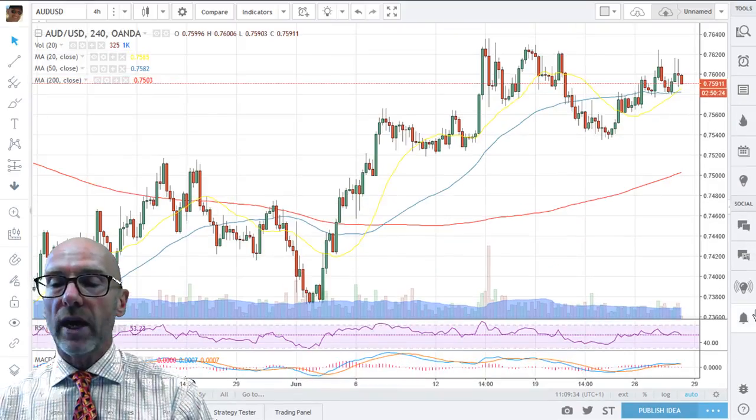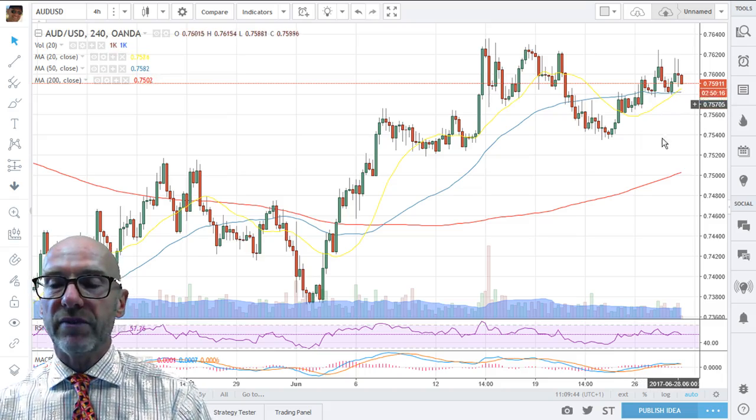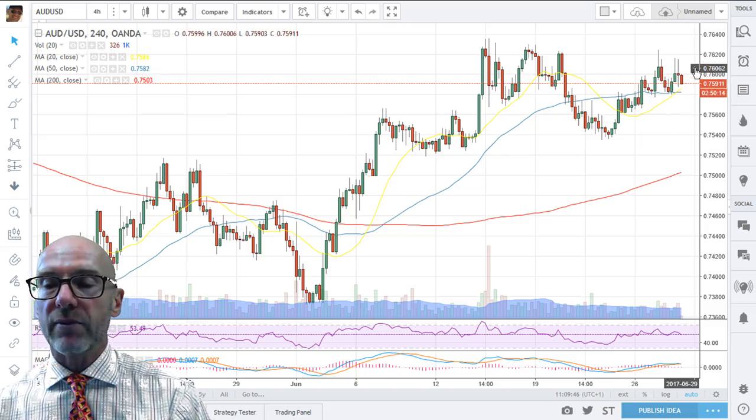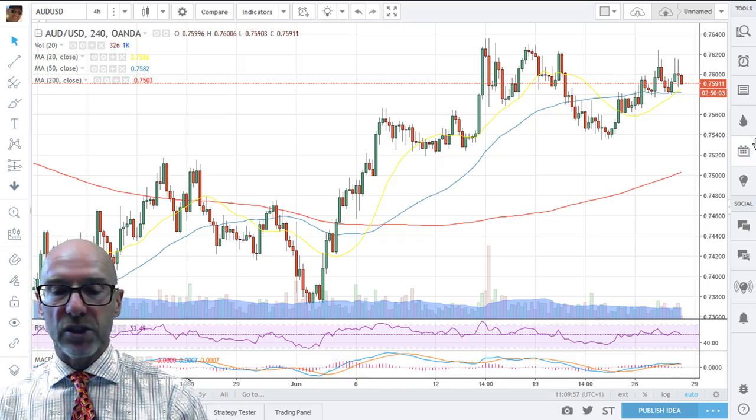On the 4-hour chart, again, it's quite interesting. You can see the resistance levels. We have had a golden cross on the 20 and 50 4-hour moving averages, which is positive, and hopefully they may give the push up to break through that resistance, which needs to break above 76.30.